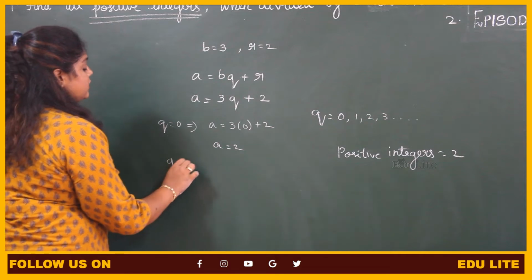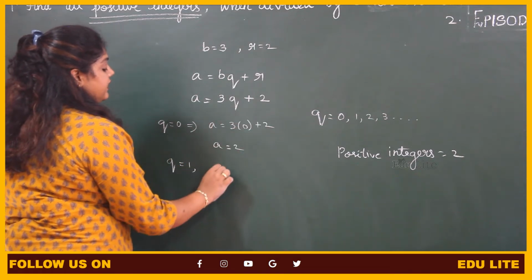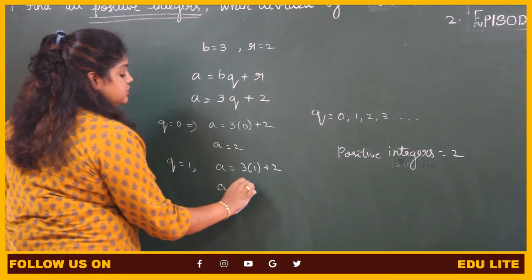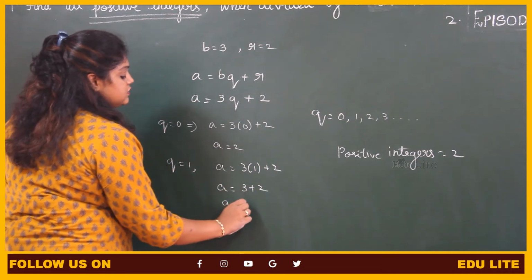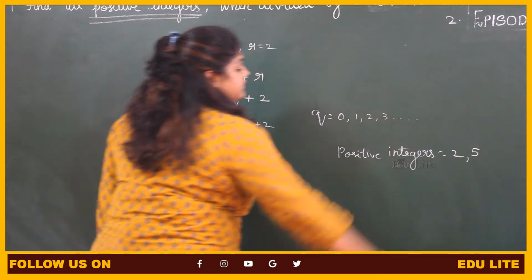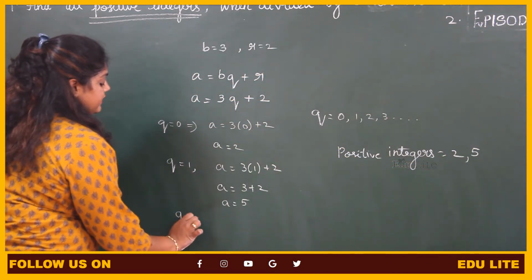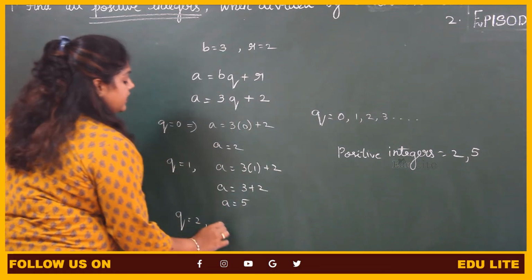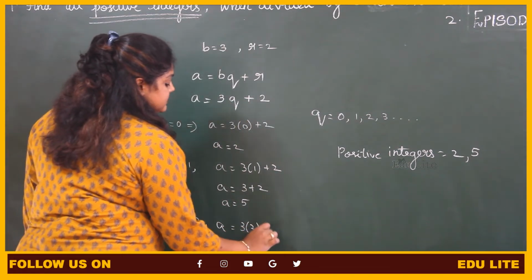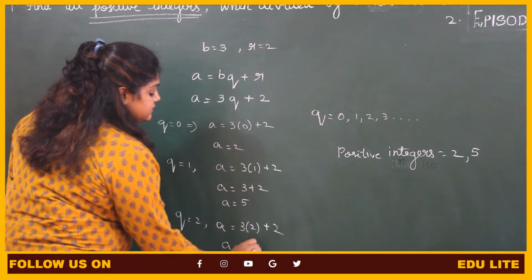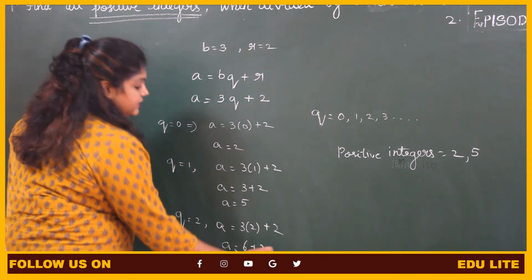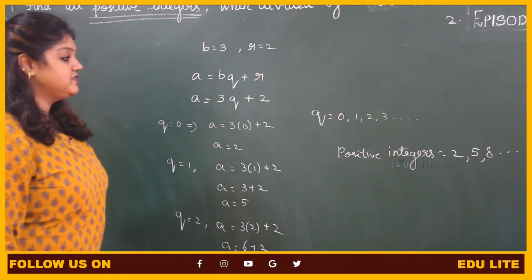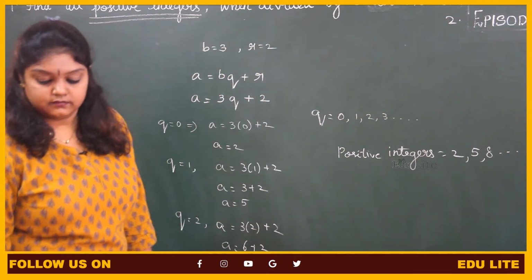Next, if I choose q equals 1, what will I get? a equals 3 into 1 plus 2, so a equals 3 plus 2, a equals 5. So the next positive integer is 5. If I choose q equals 2, what will I get? I substitute the value of q as 2 in this equation. a equals 3 into 2 plus 2, 3 twos are 6, plus 2, a equals 8. So this is how we find all positive integers which, when divided by 3, leave remainder 2. This is the solution.